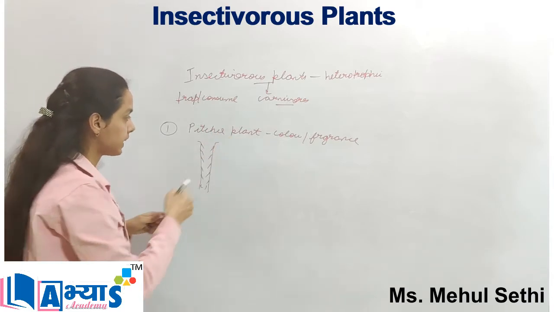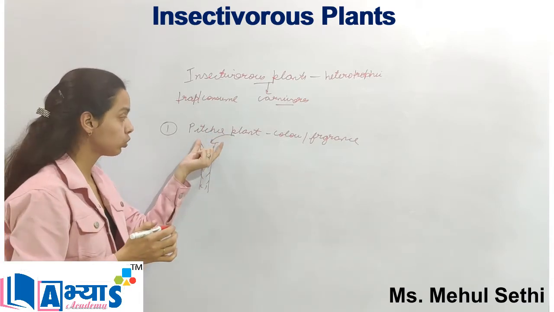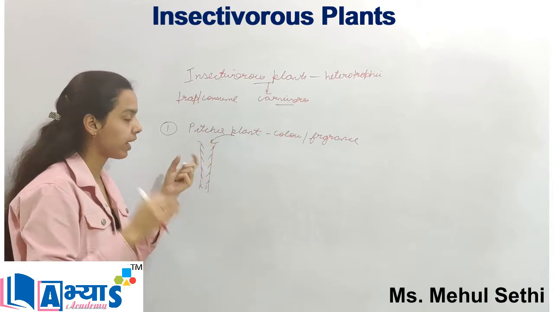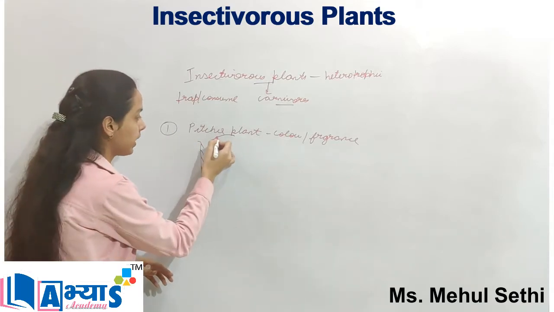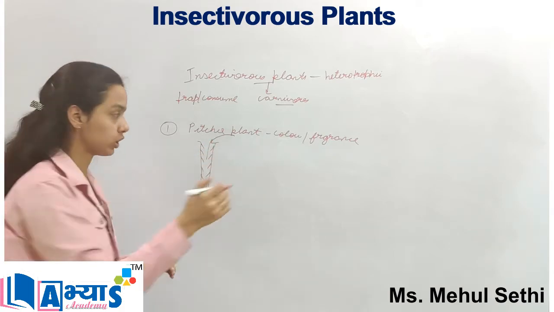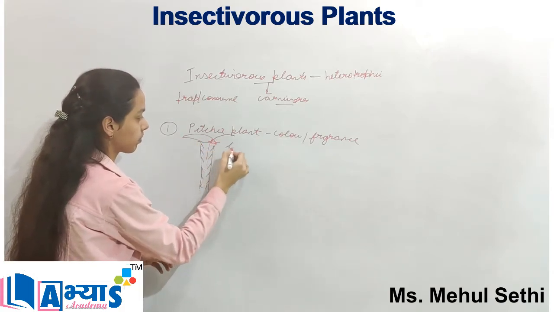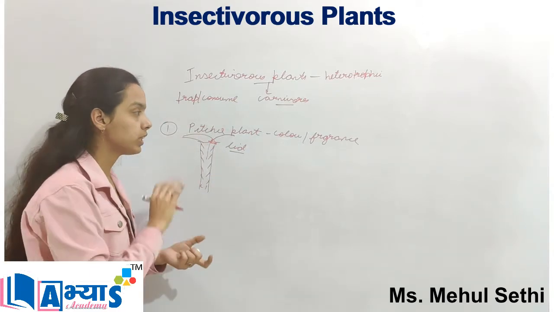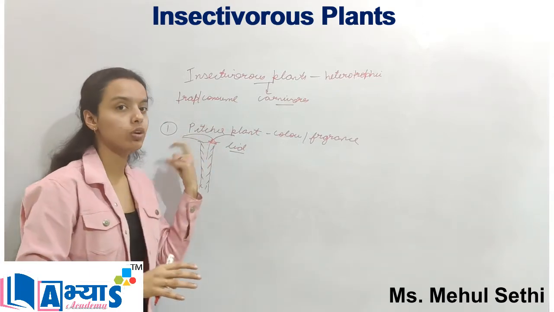As soon as the insect comes onto this tube, it automatically goes in the downward direction because the hairs are in the downward direction. As soon as the insect goes down, there is a lid which immediately covers the pitcher plant. So there is no chance that the insect can come out again.